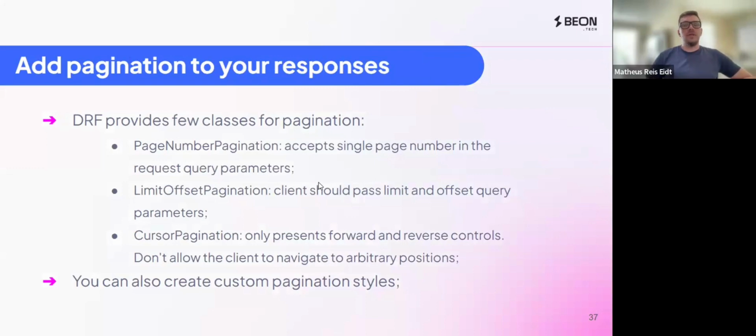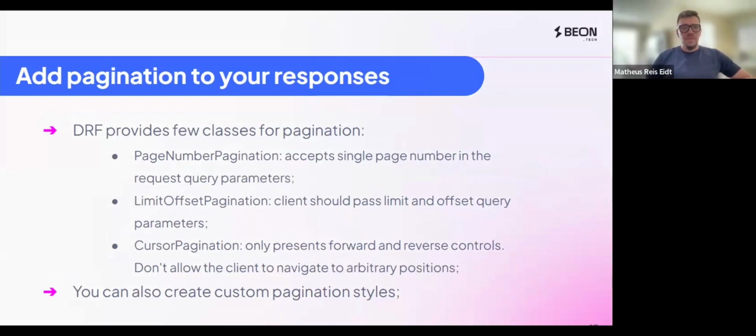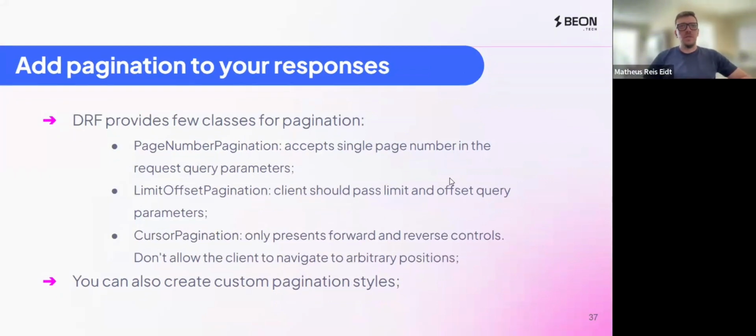Another good thing we could add to our API is pagination on responses. This is useful when we have, for example, endpoints that return a lot of information. So by adding pagination, you have less information being sent on each response. Django REST Framework also provides classes for pagination, and it provides the PageNumberPagination.